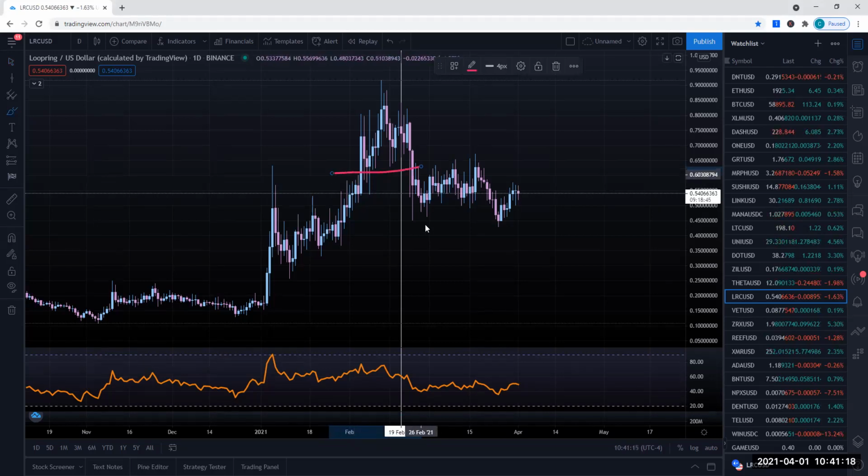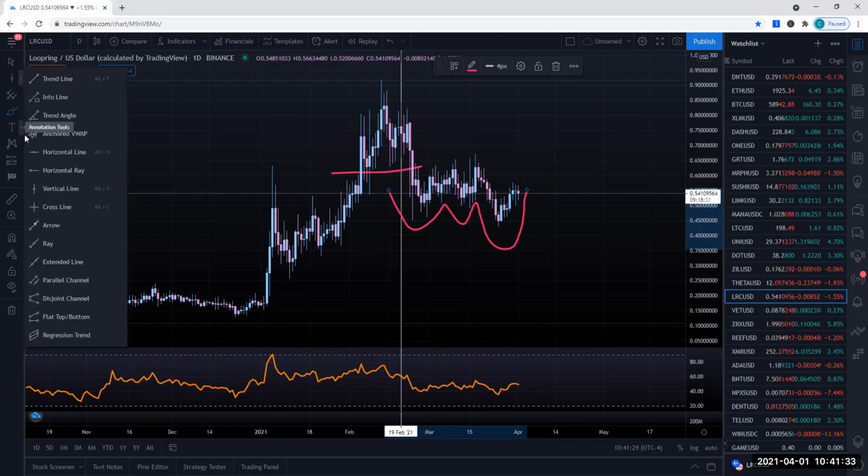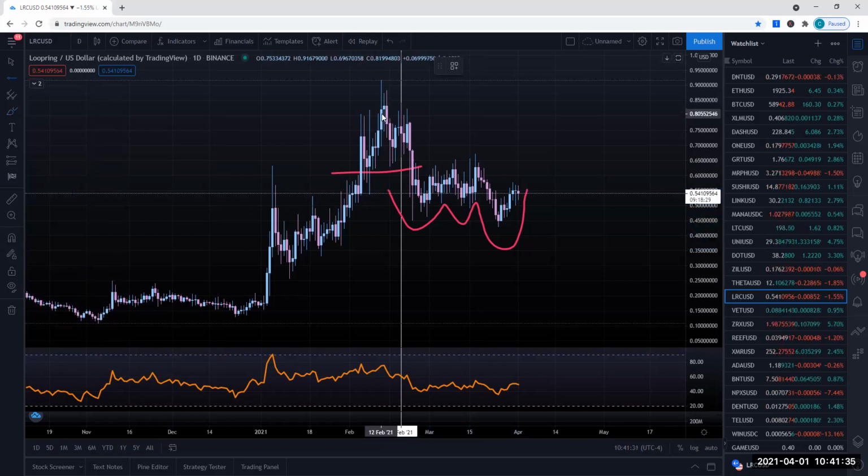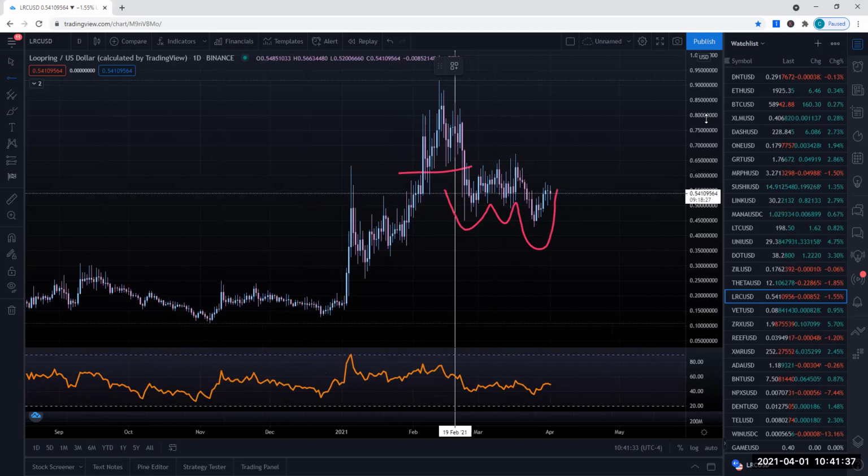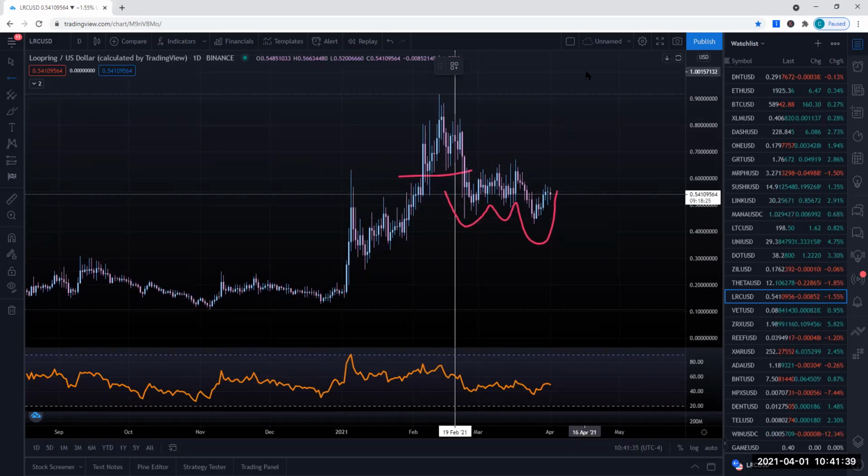And what I'm looking for here at the moment, we have a bit of what's called an anchor setup here, and then we should have an inverted head and shoulders starting to play out here. If this is correct, then we should see a movement to the upside, possibly even to this dollar area to take out these previous highs that were set February 12th. So we'll see how this plays out.